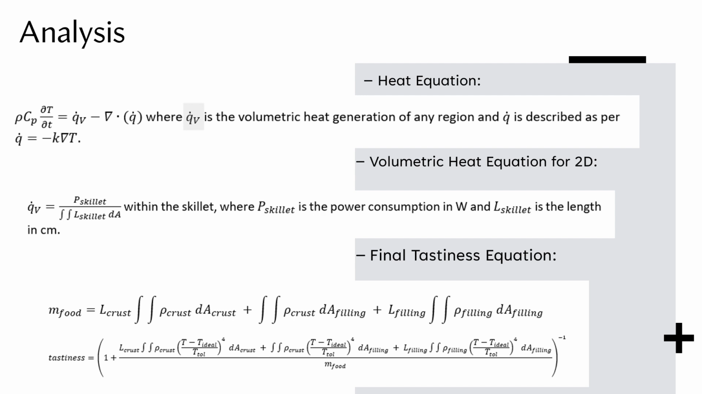The flow conditions are set to ensure that the skillet is insulating and the crust absorbs heat through convection and radiation. The final calculation of tastiness involves integrating the difference between the temperature and the ideal temperature over the crust and filling, then dividing by the mass of the food.